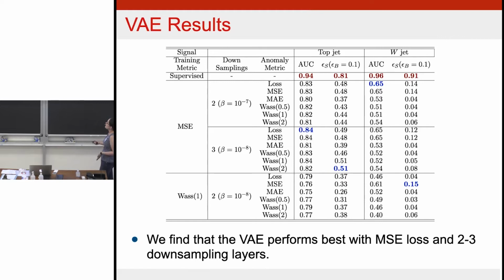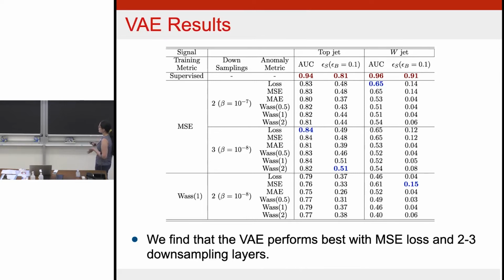So first, signal dependence. What you can see from this is that the supervised classifier does quite well in both cases. You can train a supervised classifier to do either task. But the unsupervised method works much better for top jets than W jets. So it's not truly signal independent.